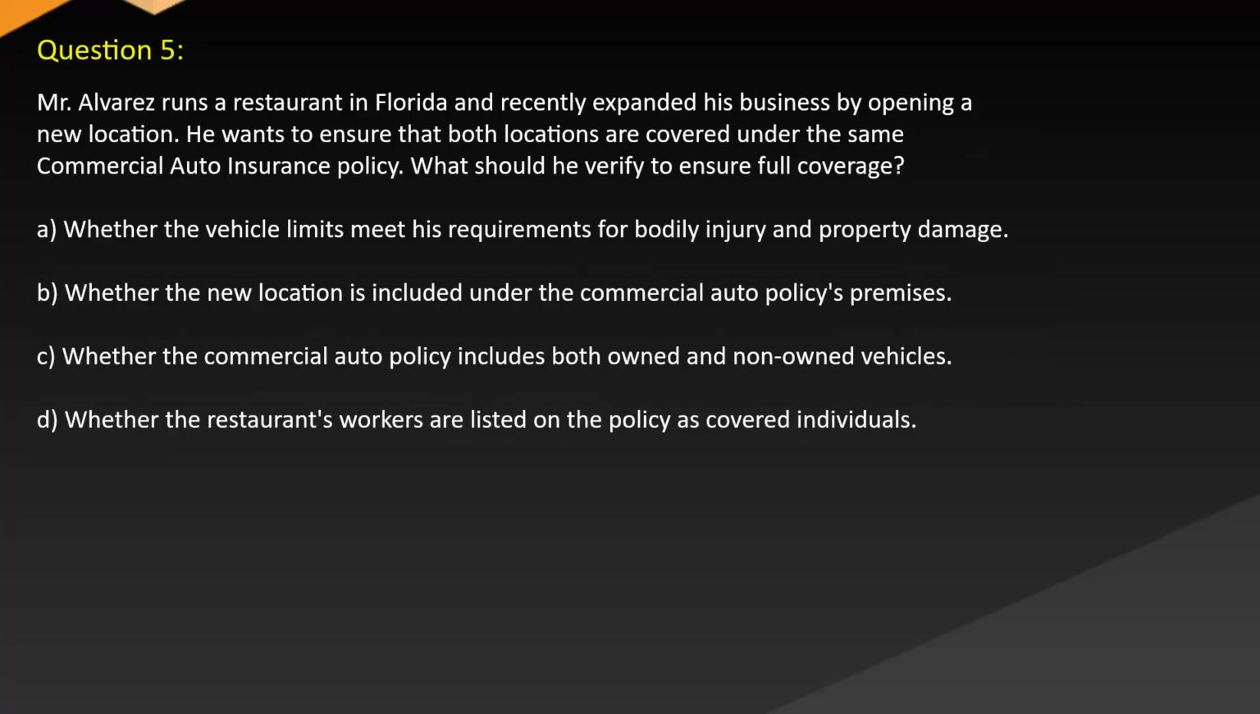Mr. Alvarez runs a restaurant in Florida and recently expanded his business by opening a new location. He wants to ensure that both locations are covered under the same commercial auto insurance policy. What should he verify to ensure full coverage?